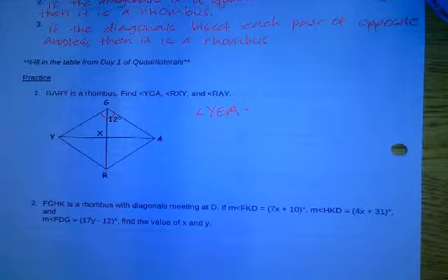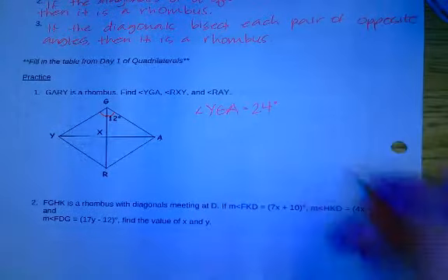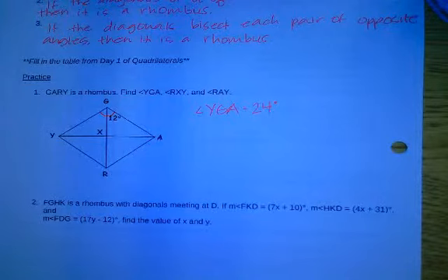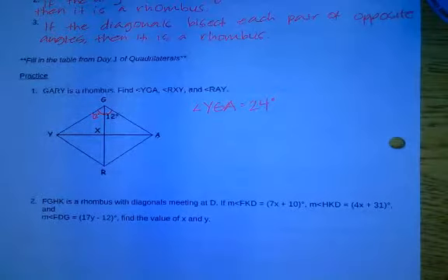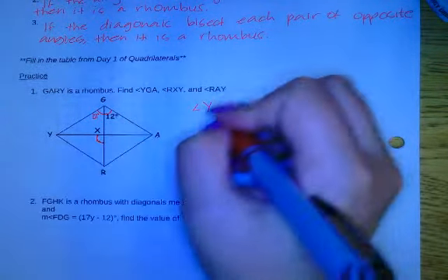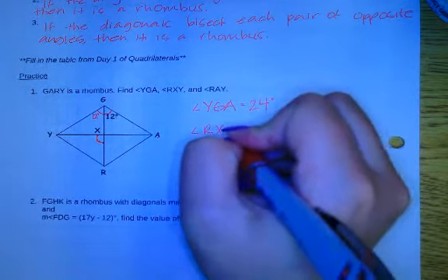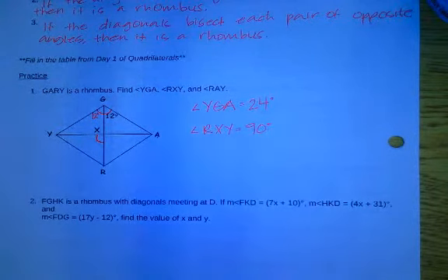Why 24? Because of the diagonal bisector. Very good. The diagonal bisects all of your angles. Therefore, if one piece of that angle is 12, you just need to double it. So this whole angle is 24. It has to be 12 and 12 in order for it to be bisected. RXY. What would be the measure of RXY? 90 degrees. Why? Very good. Perpendicular. Your diagonals intersect and form right angles.